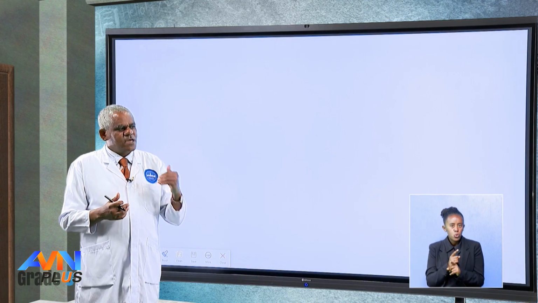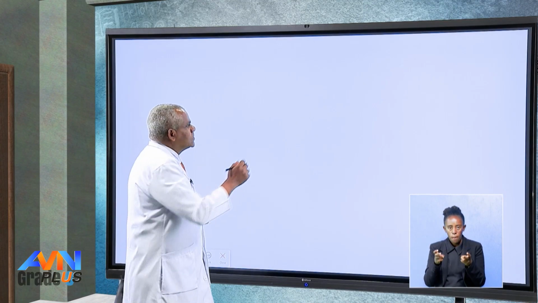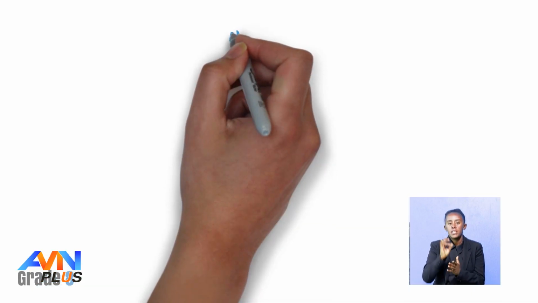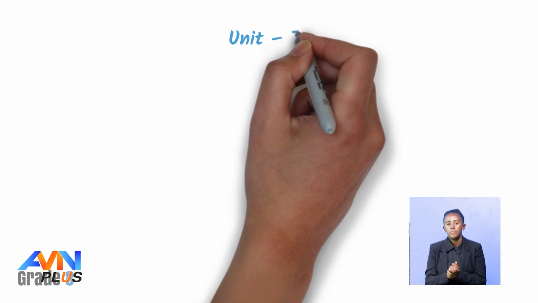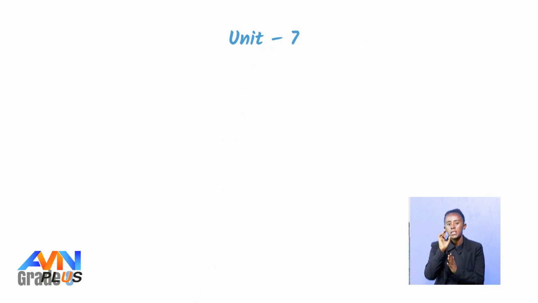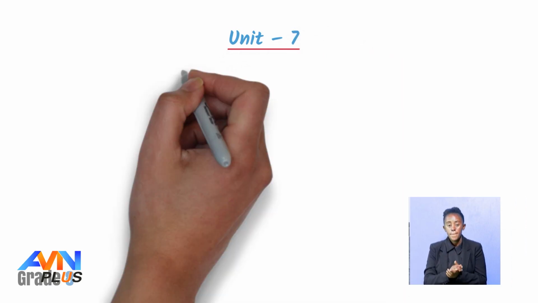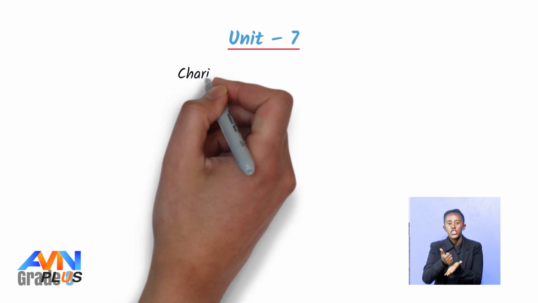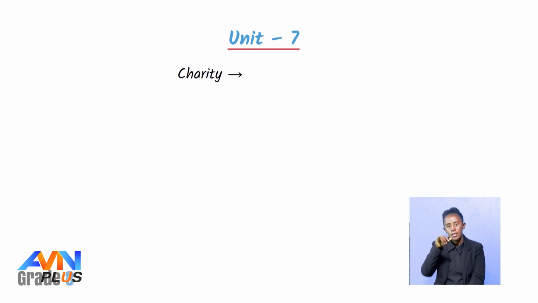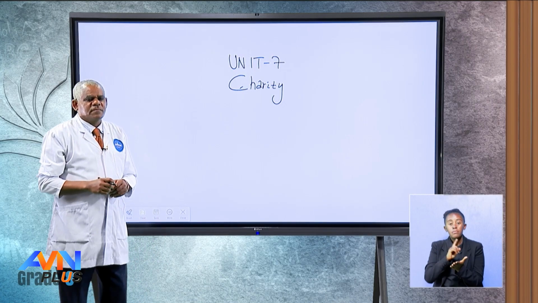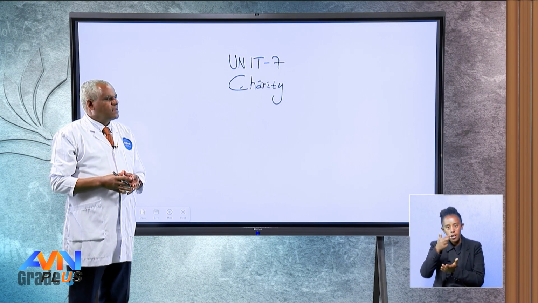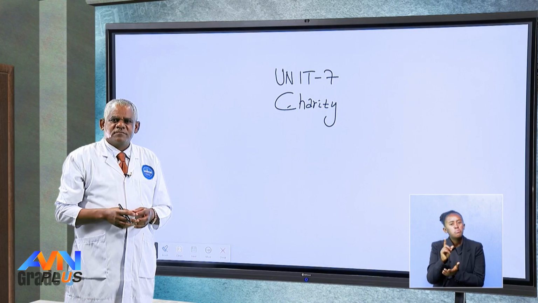So let's come to today's topic, that is Unit 7. This is a new unit. Unit 7, that is charity. This is the main issue of today's topic, charity. I would like to talk about what we mean by charity.